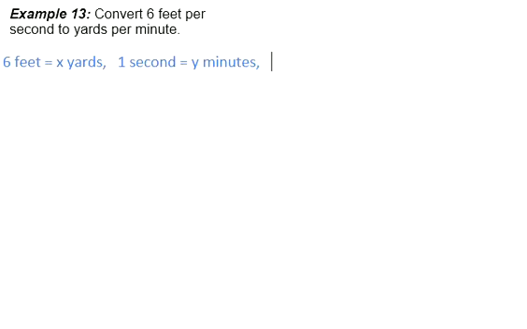So I'll put that here. 6 feet per second equal to x divided by y, yards per minute.